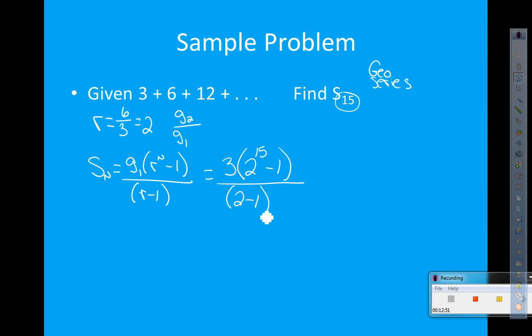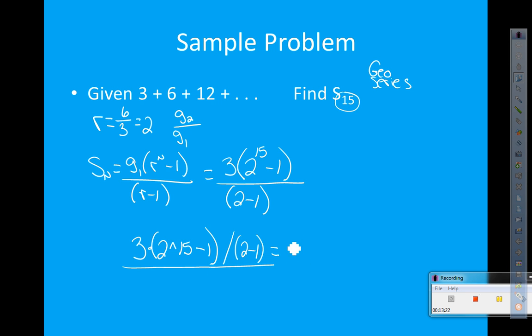Now you might be thinking, Mr. Harris, I know that 2 minus 1 is 1. Then go ahead and put a 1 there. But if you don't do this in your head, guys, you need to put it in parentheses. When you type this in your calculator, it's going to look like this. 3, some of you will have hit times, parenthesis, 2 caret 15 minus 1, close your parentheses, divided by parentheses 2 minus 1, equal.